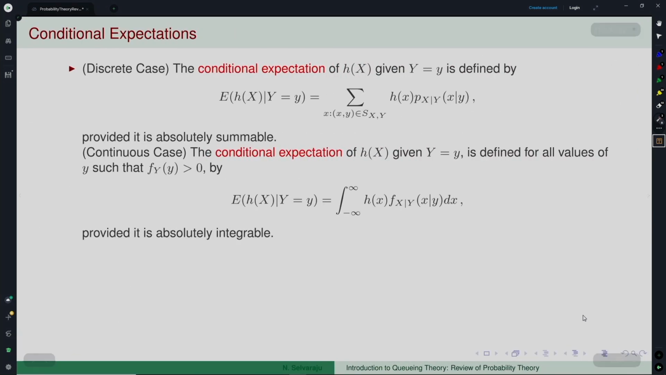Okay. Now, connected with this is what we call conditional expectation. If I have the conditional distribution of x given y, I am looking at the conditional expectation of h of x given y equal to y, which is defined to be this, much similar to the other cases that we have seen. Similarly, the conditional expectation of h of x given y is defined for all values in the continuous case, but in all these cases we are assuming that these expectations do exist.